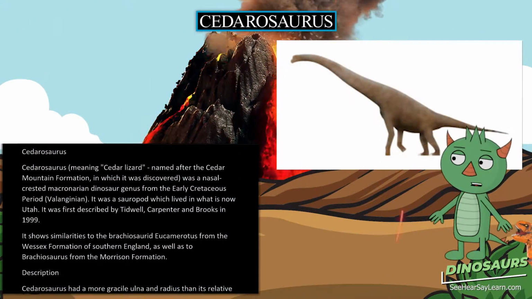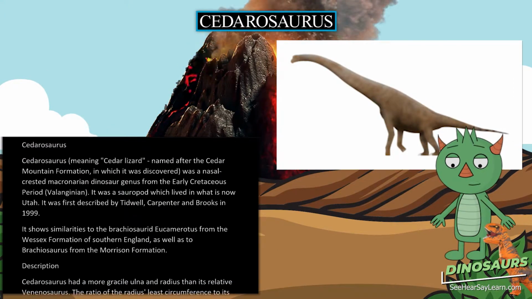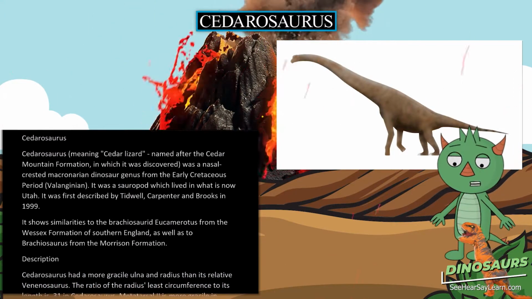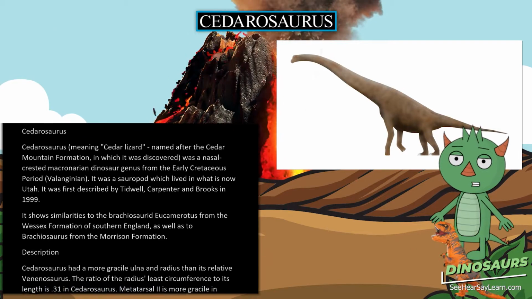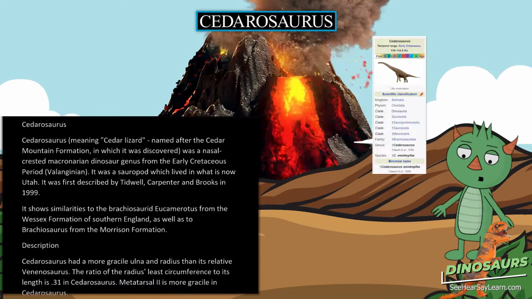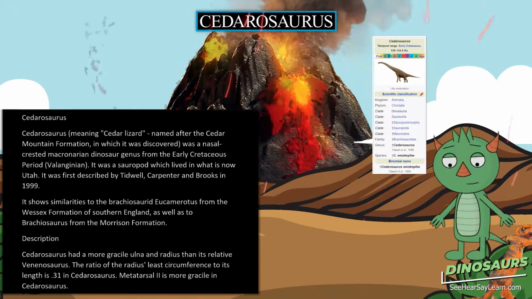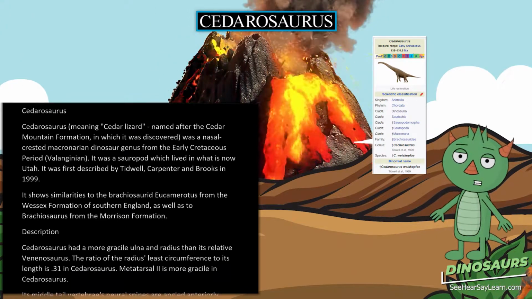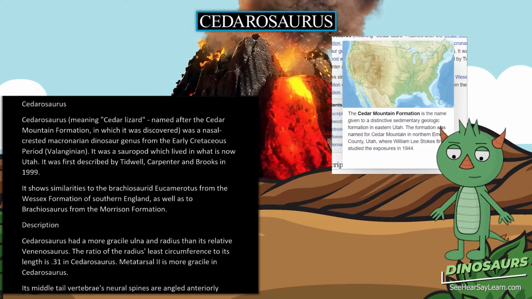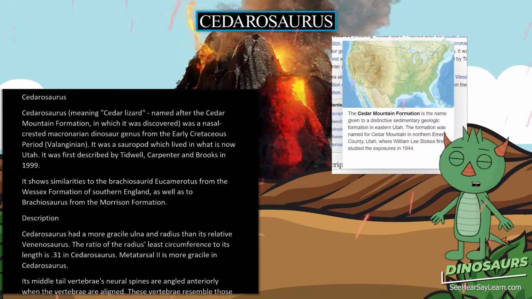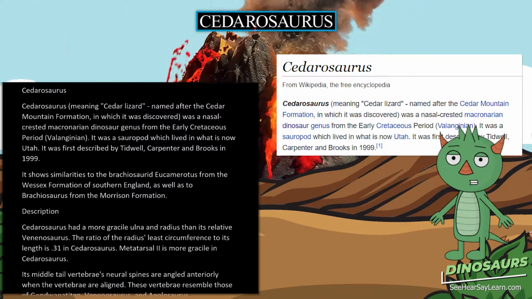Cedarosaurus. Cedarosaurus, meaning cedar lizard, named after the Cedar Mountain Formation, in which it was discovered, was a nasal-crested macronarian dinosaur genus from the Early Cretaceous Period, Valanginian. It was a sauropod which lived in what is now Utah. It was first described by Tidwell, Carpenter and Brooks in 1999.